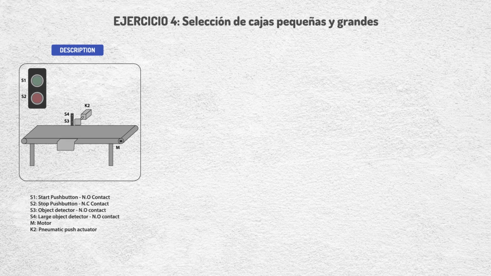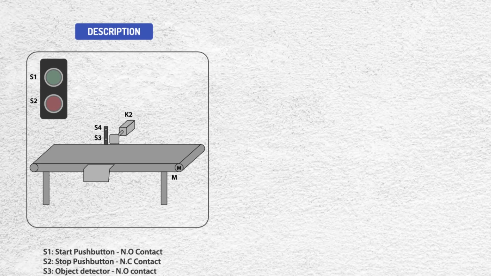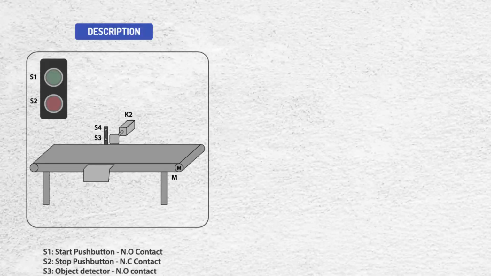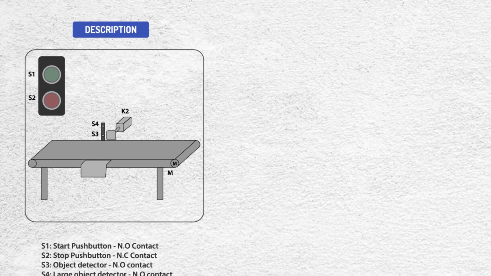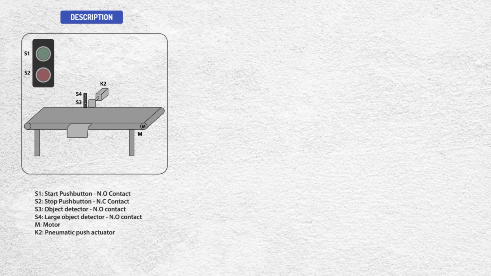In this exercise we will see a simple application to select small boxes and large boxes on a conveyor belt. The system has a start/stop control station, a conveyor where the boxes travel, 2 proximity sensors that detect the type of box, and a push cylinder responsible for diverting small boxes to the side. At the bottom you can see the devices used.